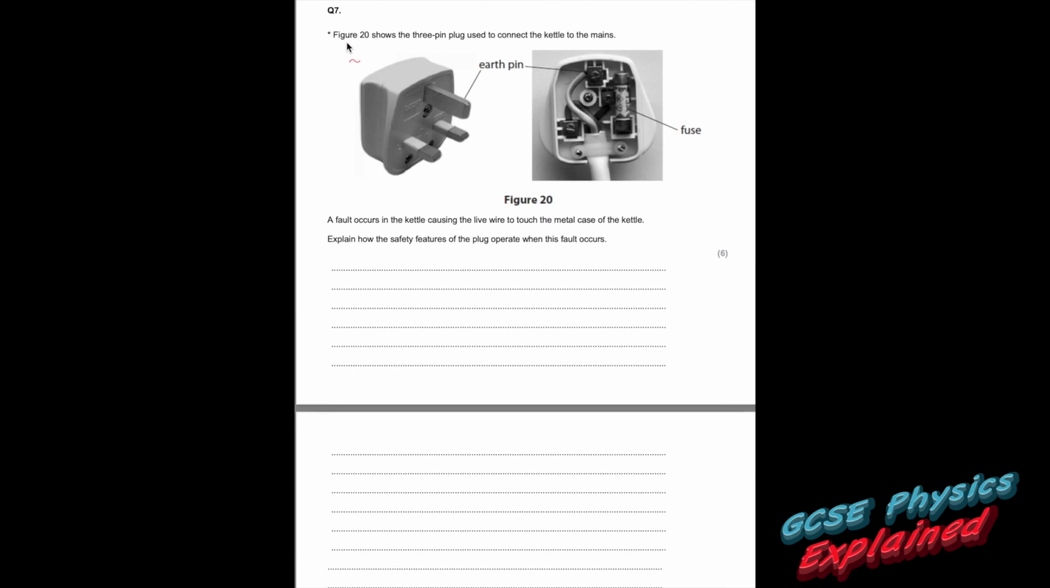Question 7. Figure 20 shows the 3-pin plug used to connect the kettle to the mains. The fault occurs in the kettle, causing the live wire to touch the metal case of the kettle. Explain how the safety features of the plug operate when this fault occurs.